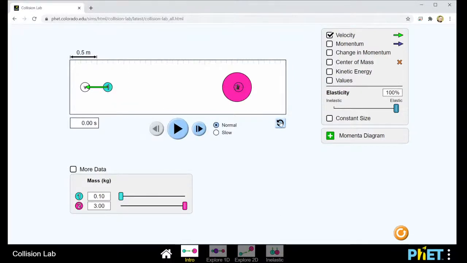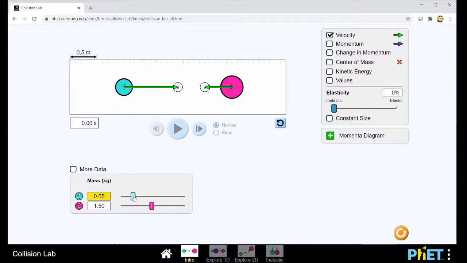Reset this. Reset the whole thing. So we're going to now set the elasticity to 0%. So that's cool, it makes the black outline brighter on the masses. And let's set it up like we did initially, where both masses have the same mass.